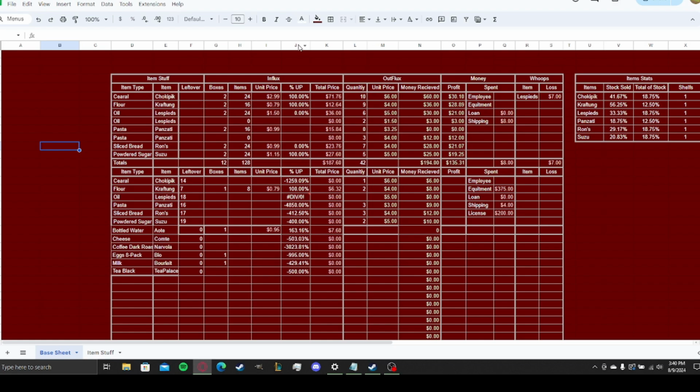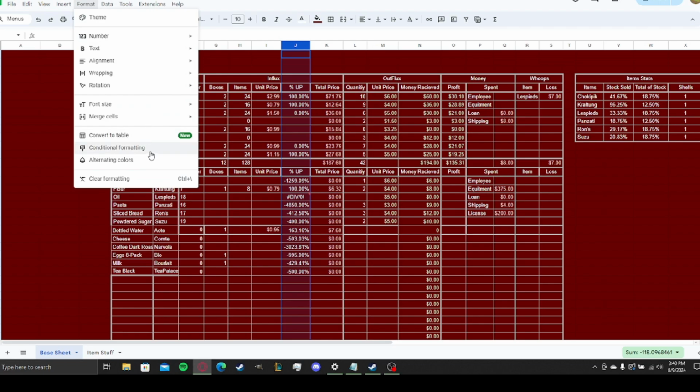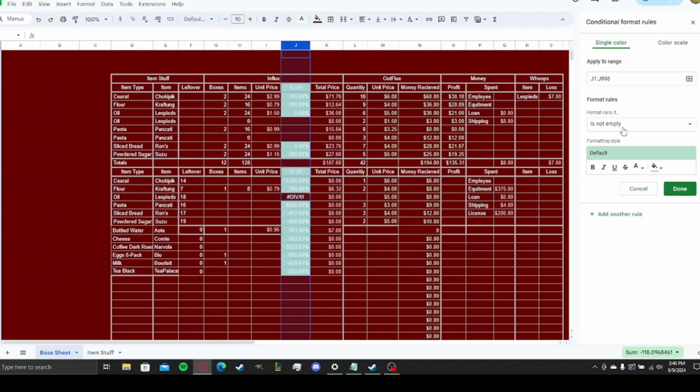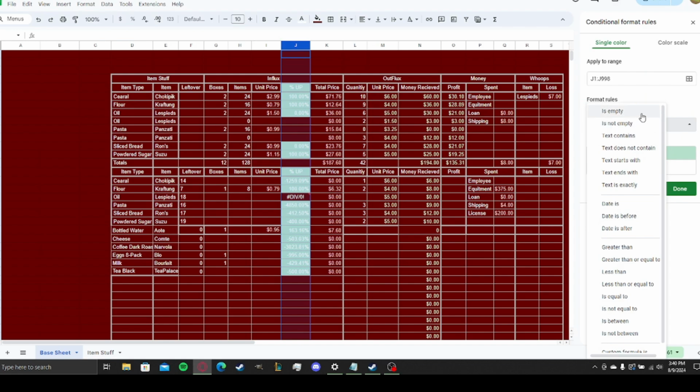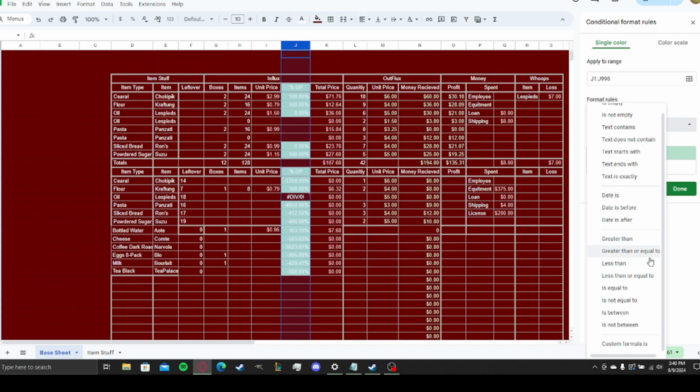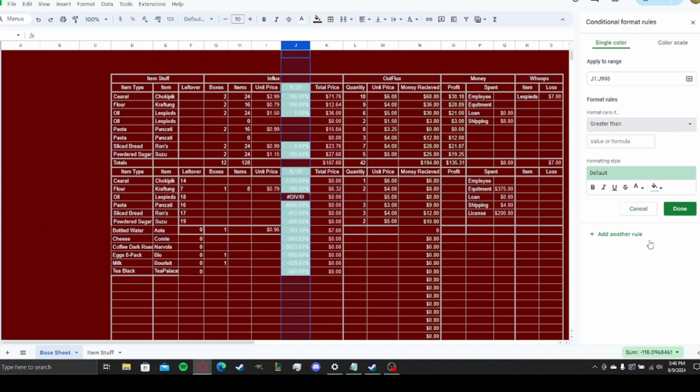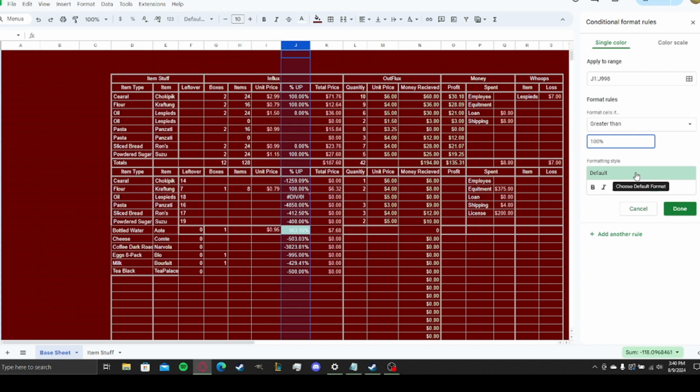You know, I do like that previous idea I had. Oh god, is it formatting? Conditional formatting. If this is greater than 100 percentile. Okay, and you see that's highlighting it.